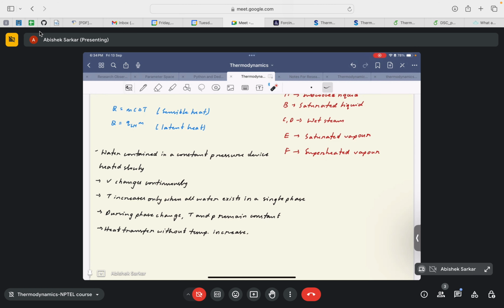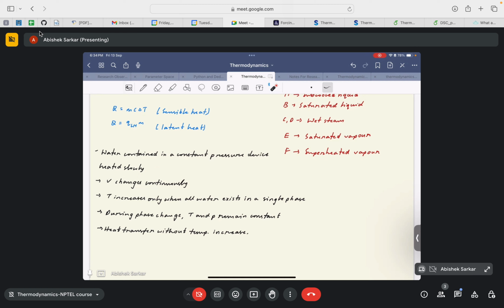So these are the key points obtained from this diagram. I'll just go through it once. Water contained in a constant pressure device is heated slowly. So that is the physics that we are discussing. The volume changes continuously because of the applied heating. The temperature increases only when the water exists in a single phase. Basically, we are having sensible heating, right?